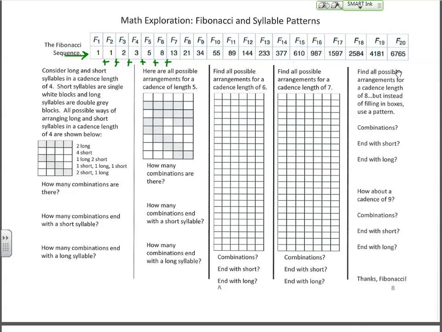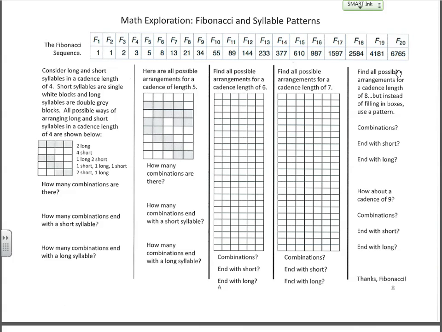Okay, and this number sequence shows up very frequently in nature, in art, in music, and in mathematics. And we're going to get an introduction to one of those ways today. So it says here, consider long and short syllables in a cadence length of 4. Short syllables are single white blocks and long syllables are double gray blocks. All possible ways of arranging long and short syllables in a cadence length of 4 are shown below.